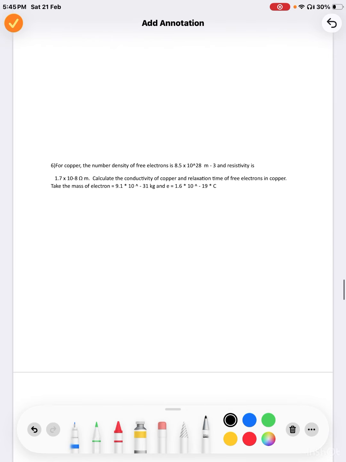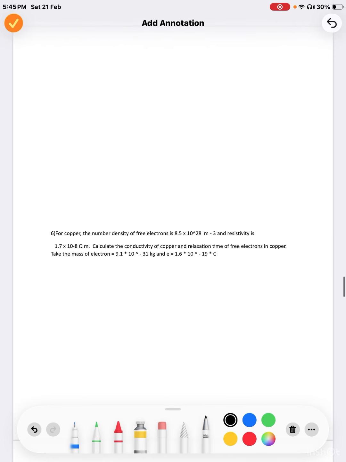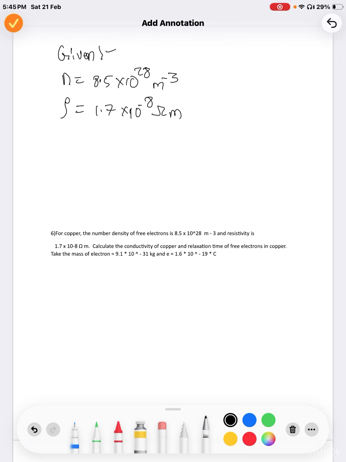They gave, first write the given data first. Given data: for copper, the number density is given. Number density means N, 8.5 × 10 to the power of plus 28 per meter cube. And resistivity is given, that is rho. Resistivity is 1.7 × 10 to the power of minus 8 ohm meter. This is minus 8. So calculate the conductivity of the copper.